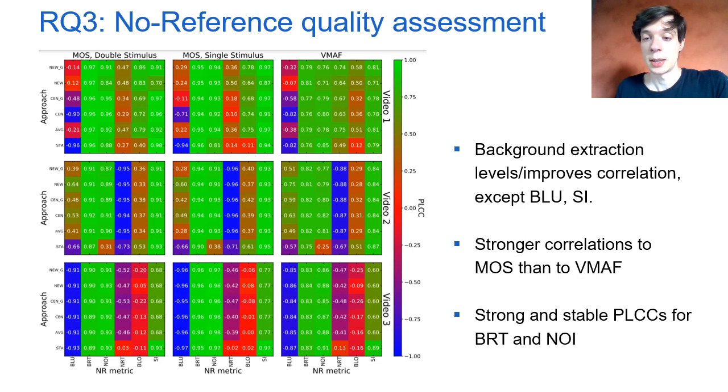And then the third remark is that we can also notice strong and stable Pearson linear correlations for both blur ratio and the noise metric over all cases, which makes them two very suitable candidates for the creation of a no reference quality model.